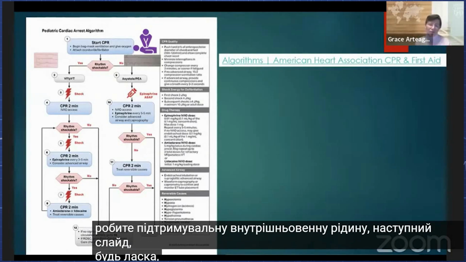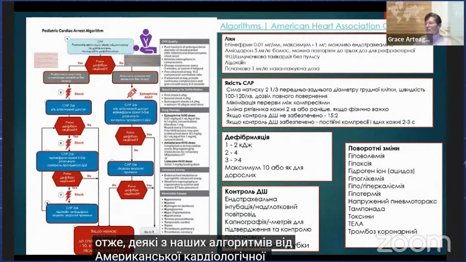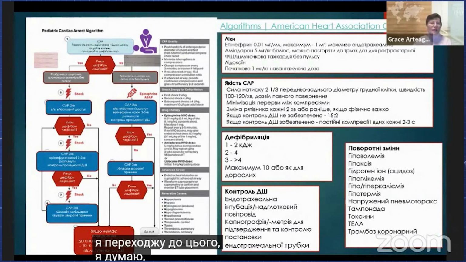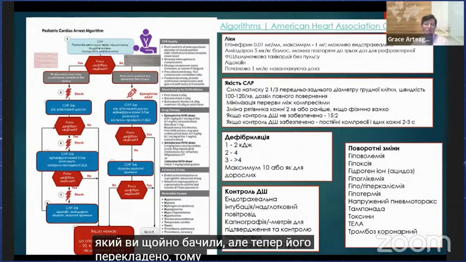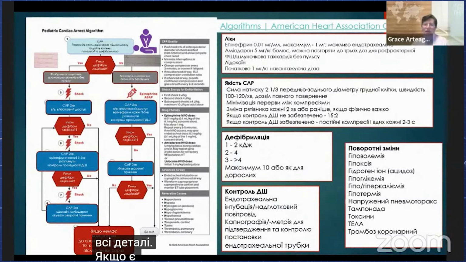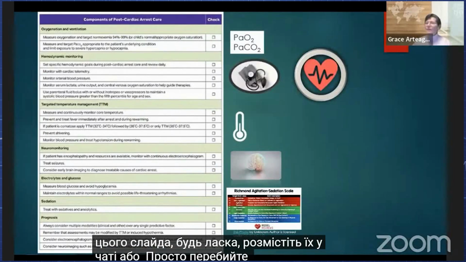Next slide, please. So in some of our algorithms from the American Heart Association, and let me get to that. I think it's basically the same slide that you guys just saw, but now it's been translated, so I'm not going to repeat all the details. If there are any questions about this slide, please put them on the chat or just interrupt me.